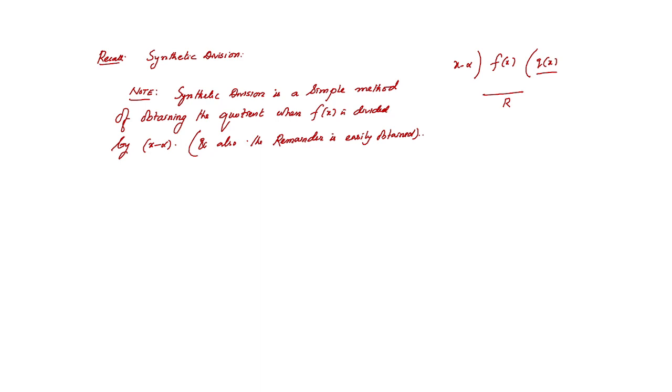So synthetic division is a method by which we can very easily find out the quotient as well as the remainder. Here we know the remainder is basically f of alpha, when f(x) is divided by x minus alpha, that we already know. This is another recall. But this is another way where we can find out the remainder as well as the quotient.